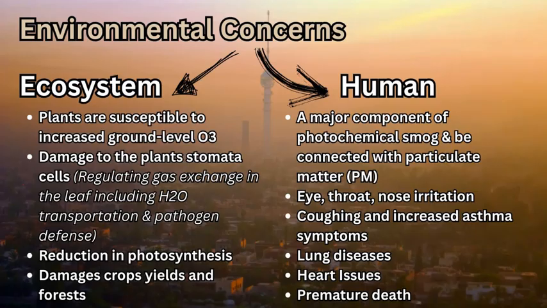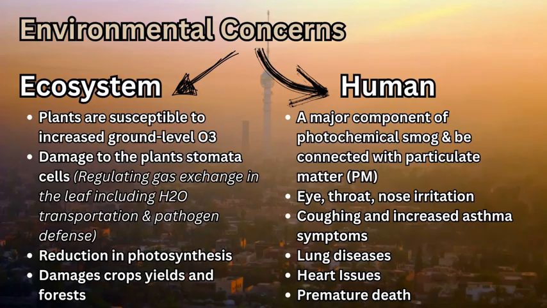So there's a reduction in photosynthesis, which is very critical to the plant's functionality, and it damages crop yields and forests. Now, in terms of humans, both acute and chronic effects include eye, throat and nose irritation, coughing and increased asthma symptoms. In more serious chronic conditions, you can contract lung diseases from increased ozone levels, heart issues, and in the worst case, premature death.